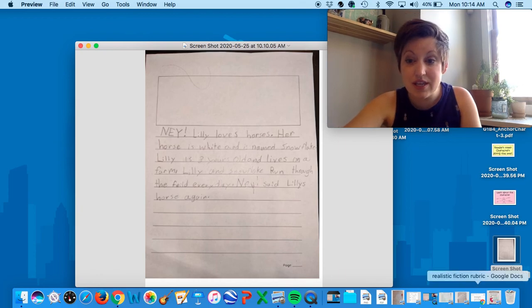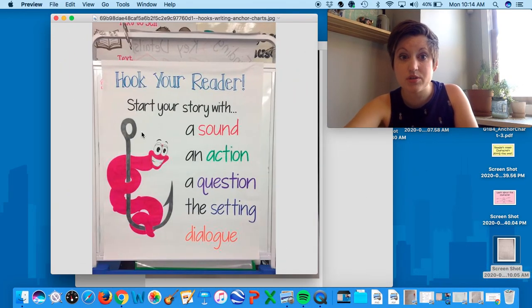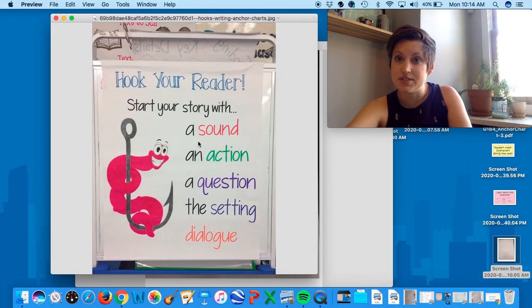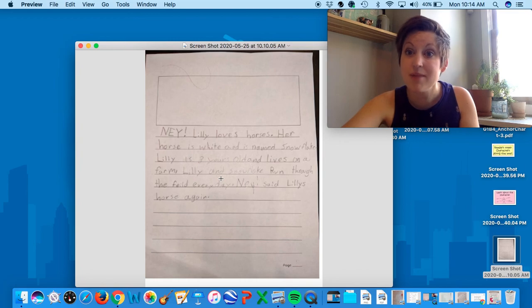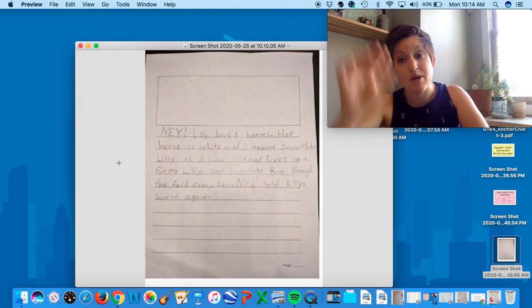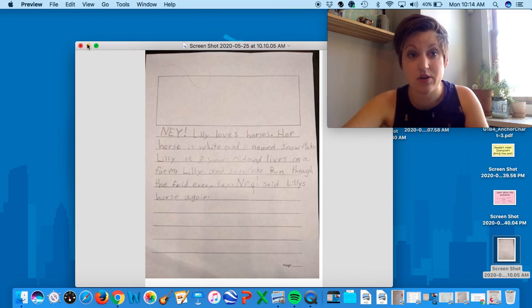You can see that Mila brought her book to life by starting with a sound, and she even ended the first page with a sound that the horse was making. She was able to describe more about the character. How old were they? What's one thing they like to do? And where are they? So Mila, I would definitely say, met that expectation of hooking her reader.